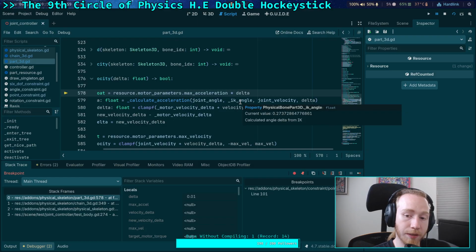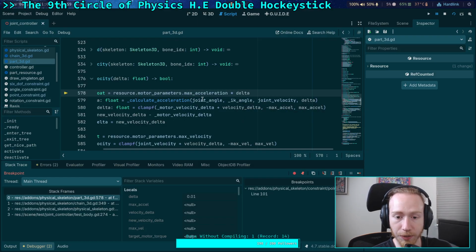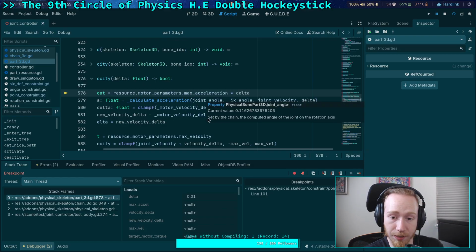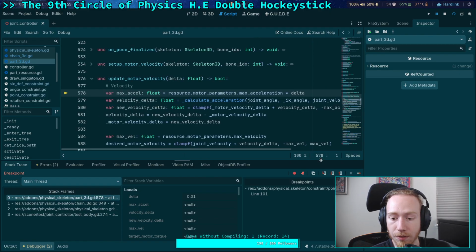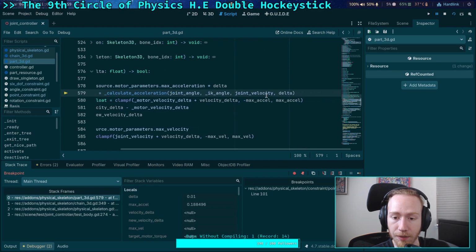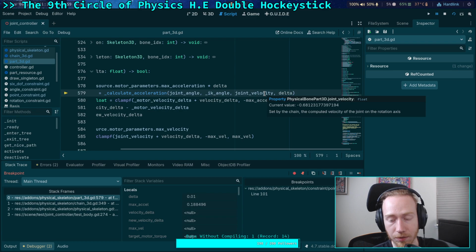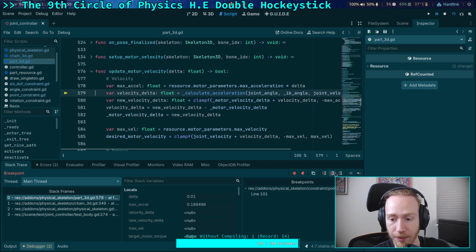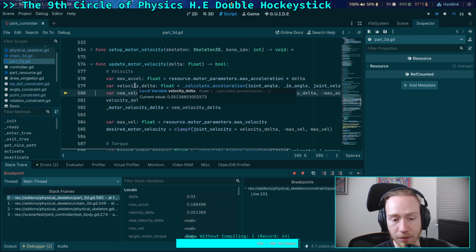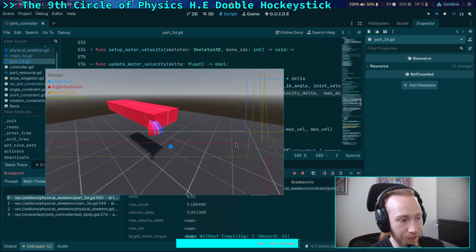Well, that's actually still correct then. Yeah, so IK angle is 273, joint angle became 1162. And then velocity is some big negative value, so it'll keep trying to accelerate. So I should get a negative value out of this. I get a positive value out of this. I think it's because, I mean, I do have a velocity prediction here.